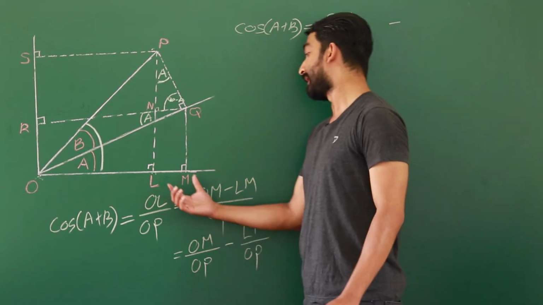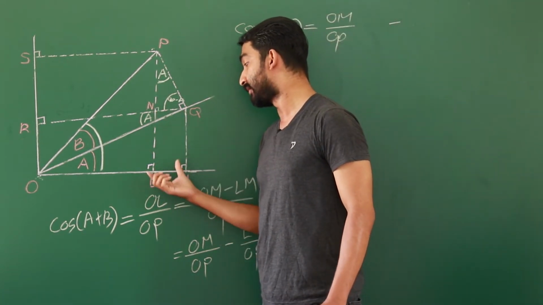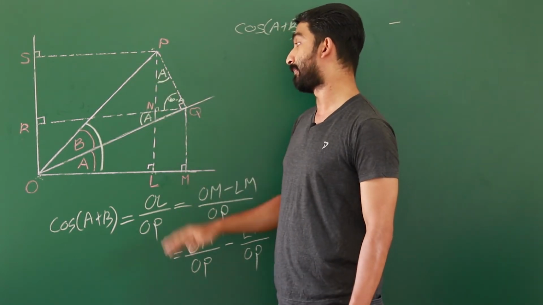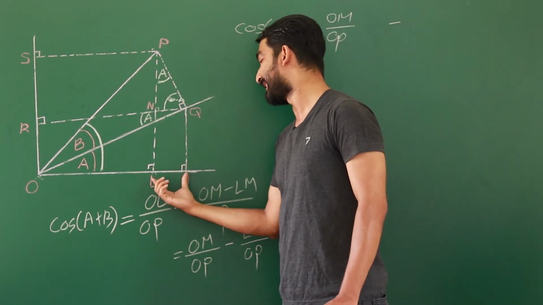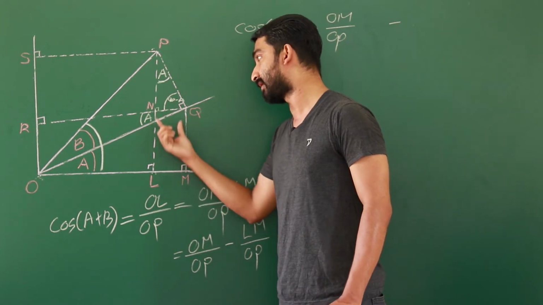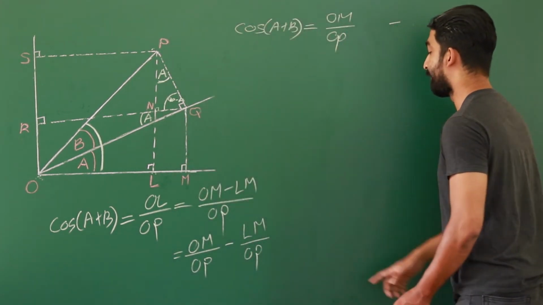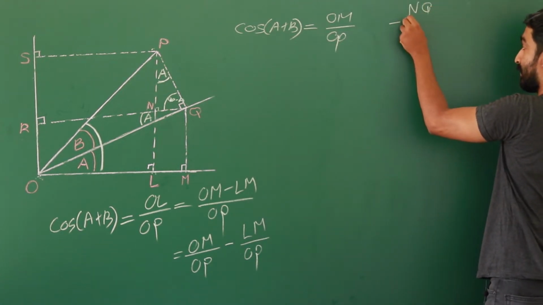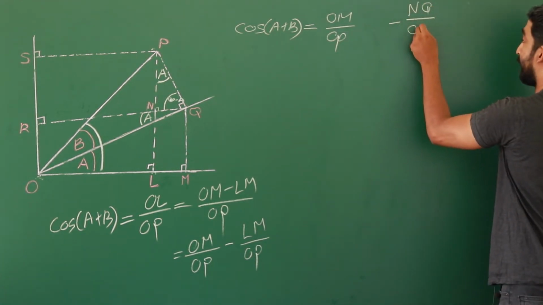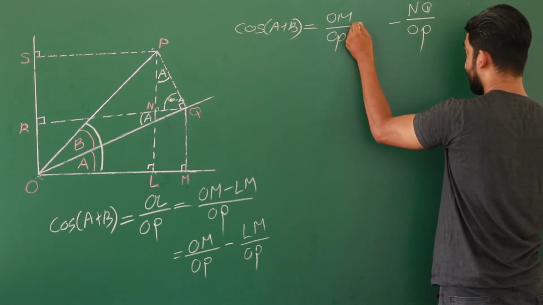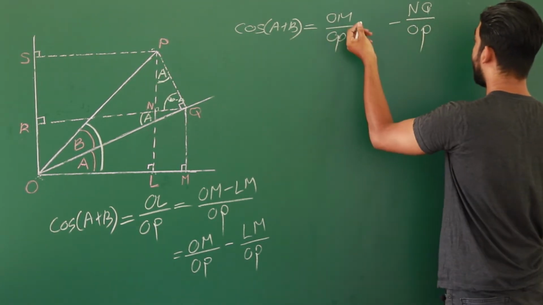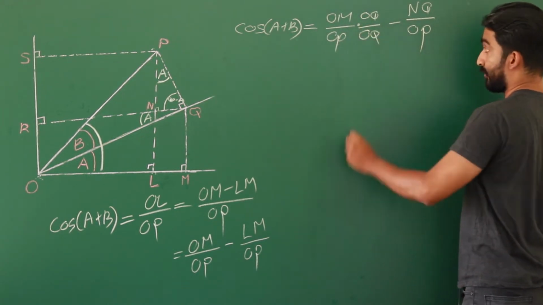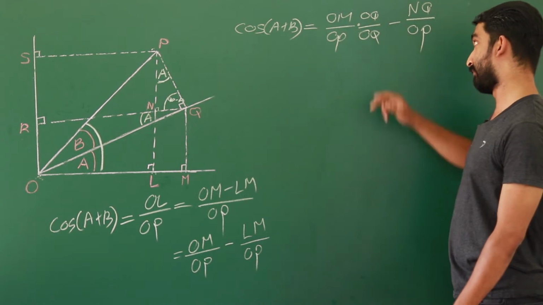What is LM? We can write LM as NQ because this is a rectangle, these are vertical lines and these are parallel lines, so they are perpendicular to each other, and these are equal. So instead of LM, I'll be writing NQ over OP. Now we multiply this OM over OP by OQ over OQ. We are not doing anything wrong because we are multiplying up and down both.